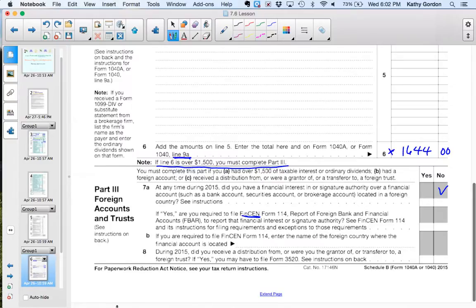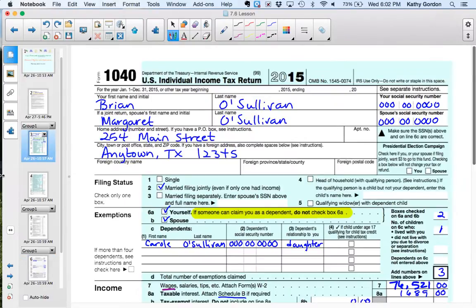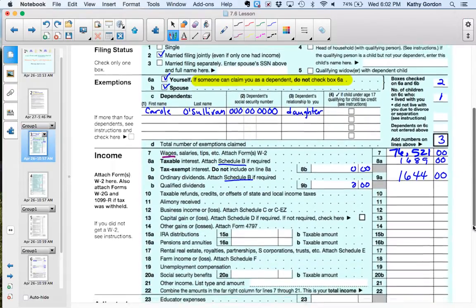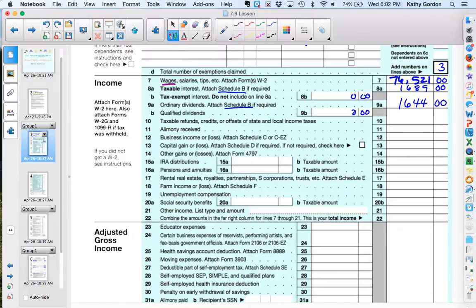And so then we go to number 8, and it says during 2015, did you receive a distribution from, or were you the grantor of, or transferor to a foreign trust? Again, we have no information about anything foreign, so we're going to check no on that. And now Schedule B is complete, and you would attach this with your 1040 tax form when you mailed it in. Okay, back to our form now. Let's see what other kinds of income they're asking us about. So we've taken care of wages, we've taken care of interest, we've taken care of dividends.